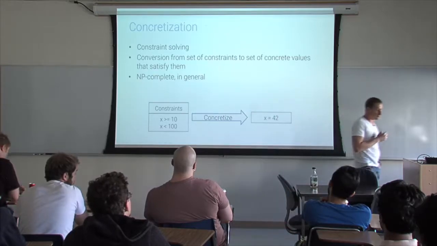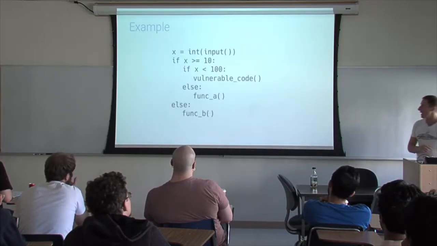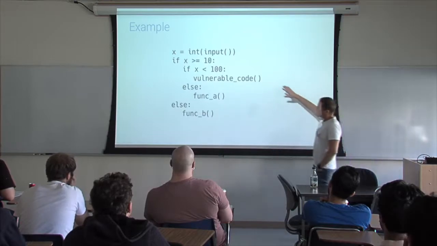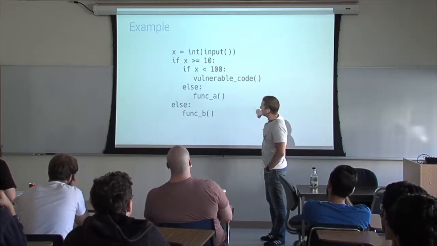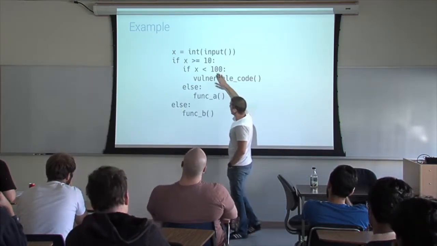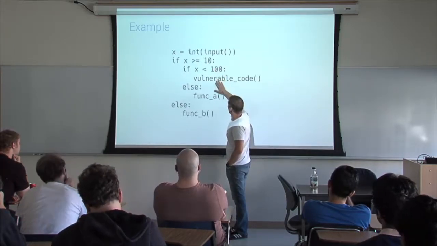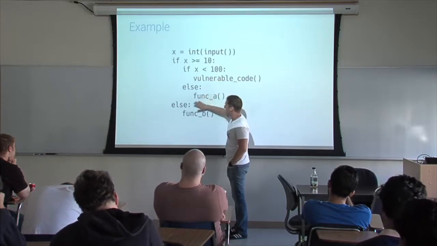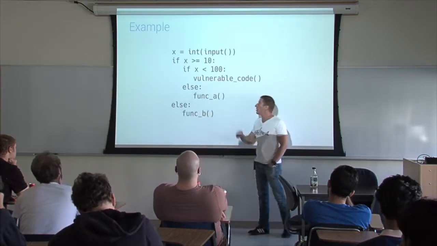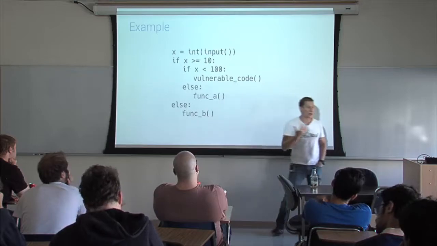Why is this important? If you look at this example, suppose that you have an input, and if x is more than 10 and less than 100, it gets to vulnerable code. Otherwise, it's other stuff that we don't care about. We want to get to the vulnerable code. So how do we do it?